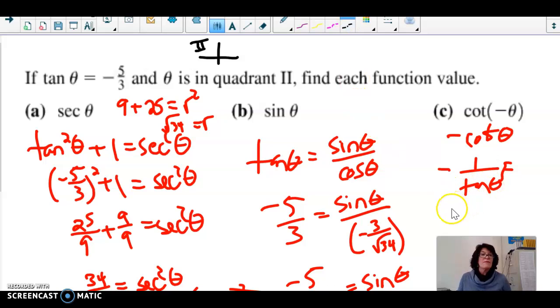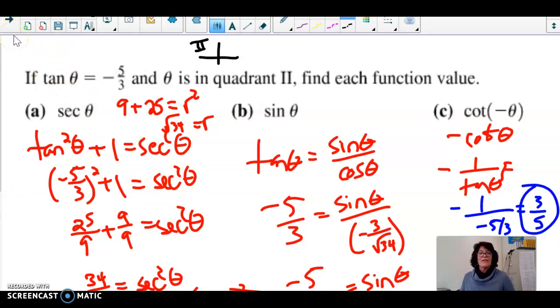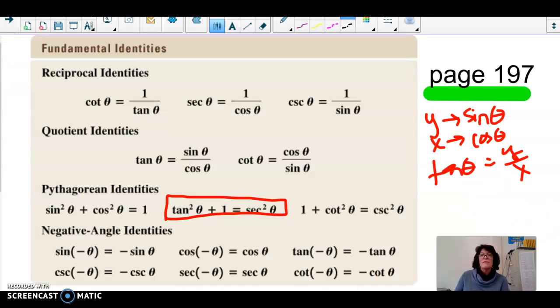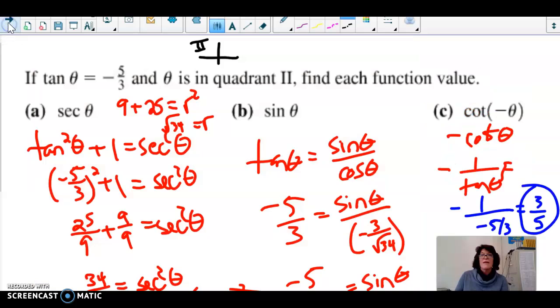So I'm going to have negative 1 over negative 5/3, and that ends up being positive 3/5. Okay, so just things like that. And it is true, this isn't too new. That's why I didn't mind that this was on right after we took that chapter 4 test. We're just recalling some things that we've already been doing, and working with it, and trying to refamiliarize ourselves with that, okay?